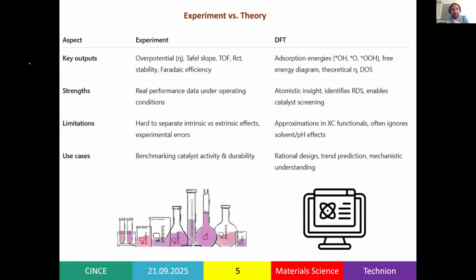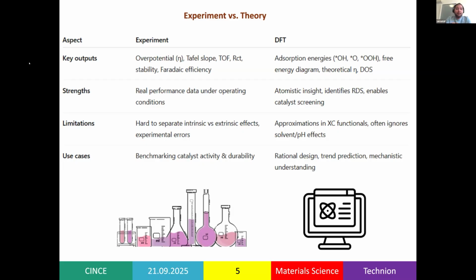You can synthesize the catalyst, test it in your lab, do the voltammetry, measure the overpotential, and do the impedance measurement and all those things. But that is a very tedious process. You cannot check all the parameters, and you cannot synthesize all sorts of materials in your lab.